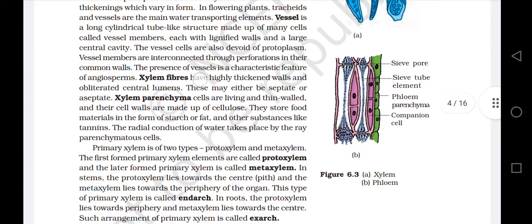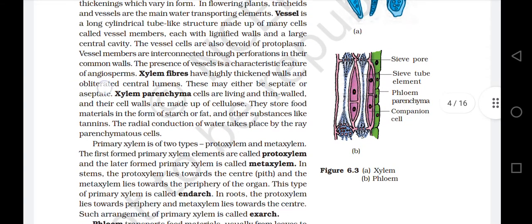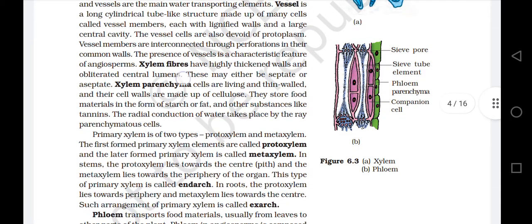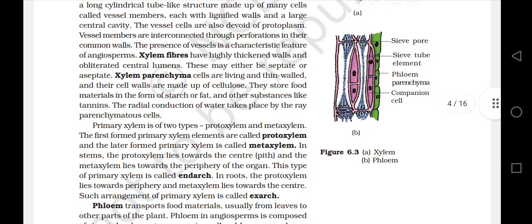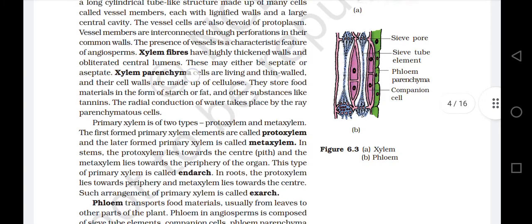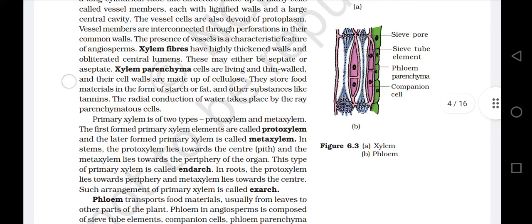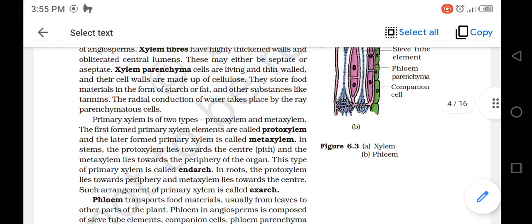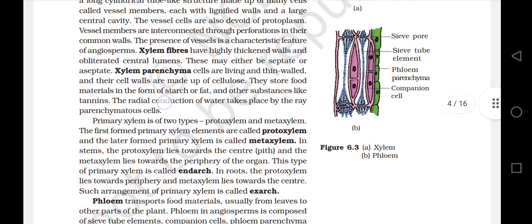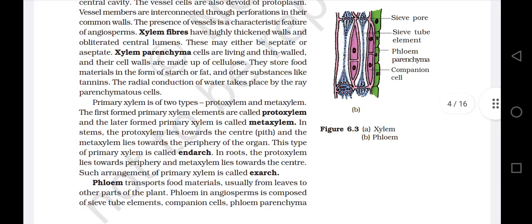Xylem fibers have highly thickened walls and obliterated central lumens. These may either be septate or aseptate. Xylem parenchyma cells are living and thin-walled, and their cell walls are made up of cellulose. They store food materials. The radial conduction of water takes place by the ray parenchymatous cells.